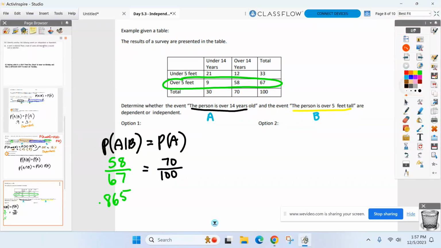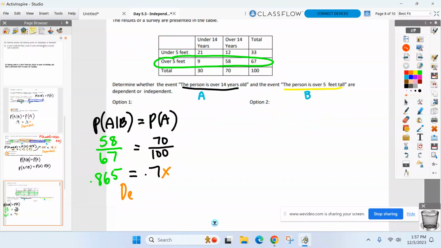And then over here, 70 divided by 100, 0.7. All right, so you guys can see clearly they're not equal, right? So we would say dependent. Now let's say you don't feel comfortable doing test number 1. There's a second way to test if they're independent or not.